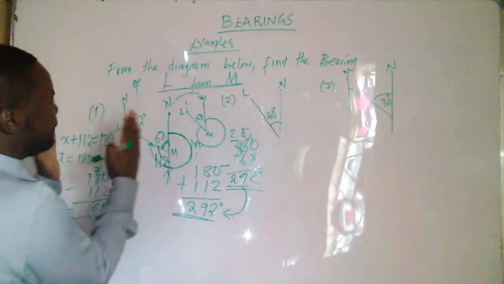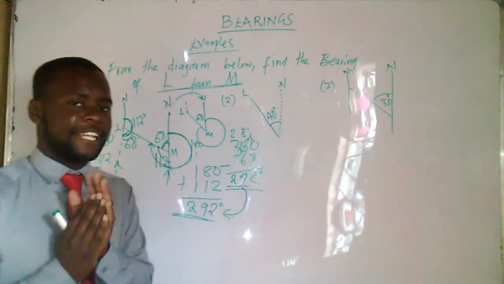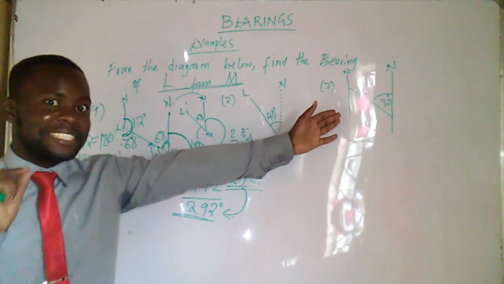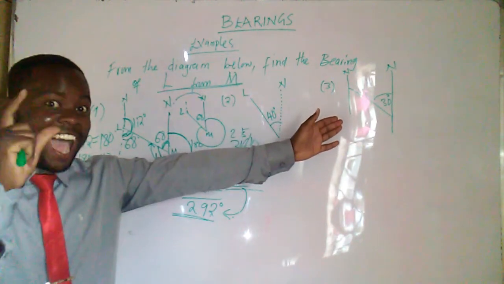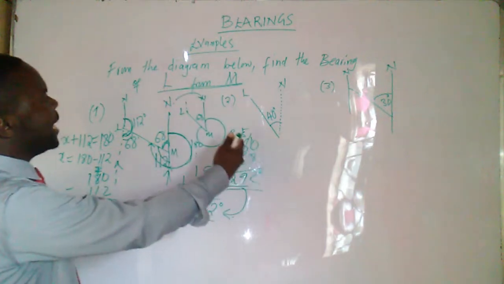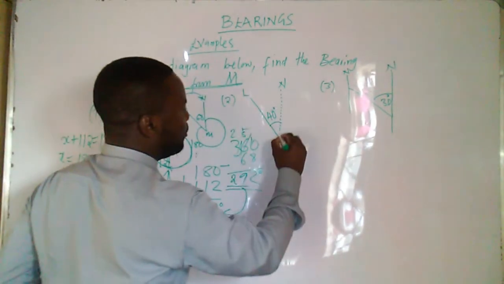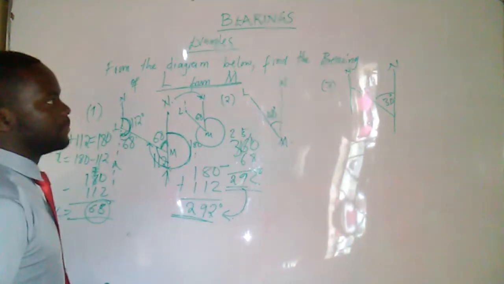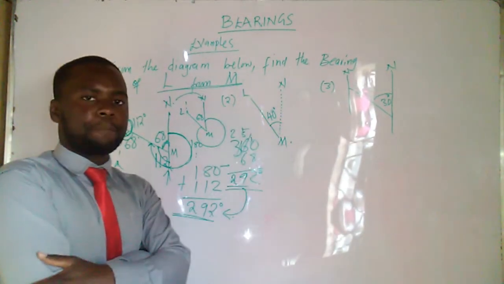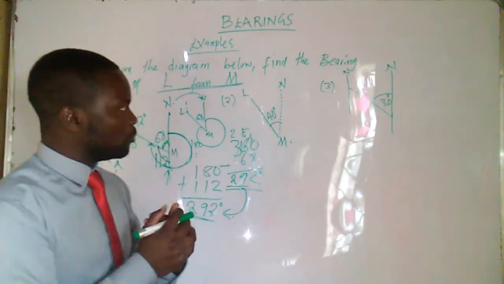So in this first question, I've explained different ways in which you can calculate the bearing. In this other one, you're just going to do it directly. Okay. So now we are looking for the bearing of L from M. So this is our L, M is supposed to be here, like that. So this is L, this is M. Now, to find the bearing, what must we do?